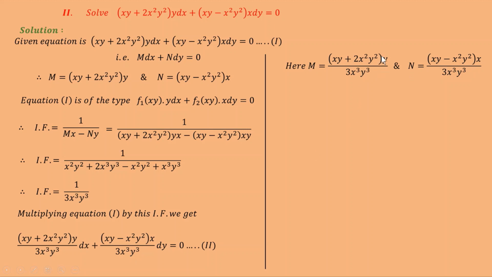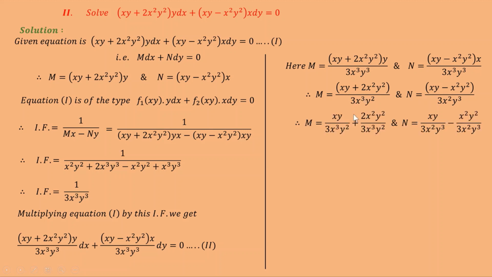Take out y as a cancel here and x as a cancel. And so m is equal to xy plus 2x square y square upon 3x cube y square, and n is equal to, here x gets cancelled, so xy minus x square y square upon 3x square y cube. Now separate the denominator here. So m is equal to xy upon 3x cube y square plus 2x square y square upon 3x cube y square, and n is equal to xy upon 3x square y cube minus x square y square upon 3x square y cube.